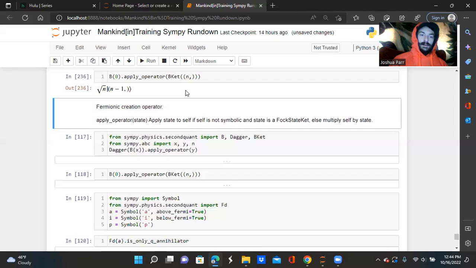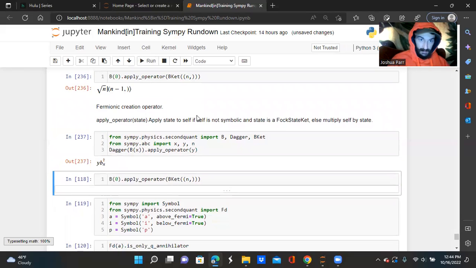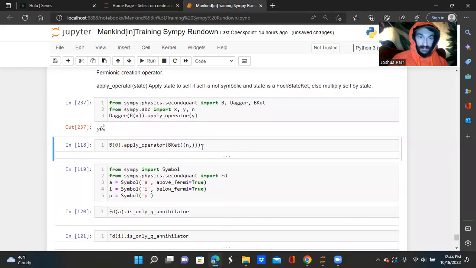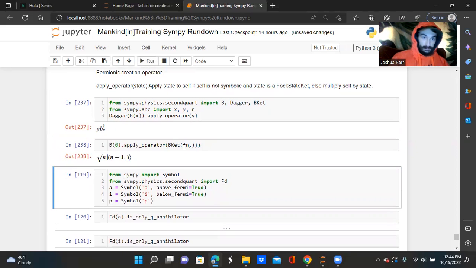So a fermionic creation operator, apply operator state, and if the self is not symbolic, and state is a Fock state cat, else multiply the self by the state. And we get Y B sub X, if I want B naught.